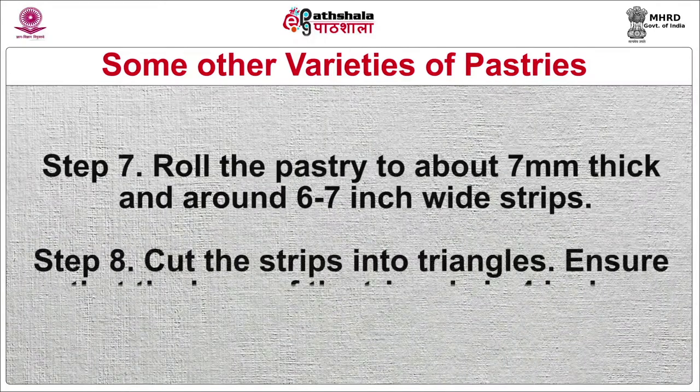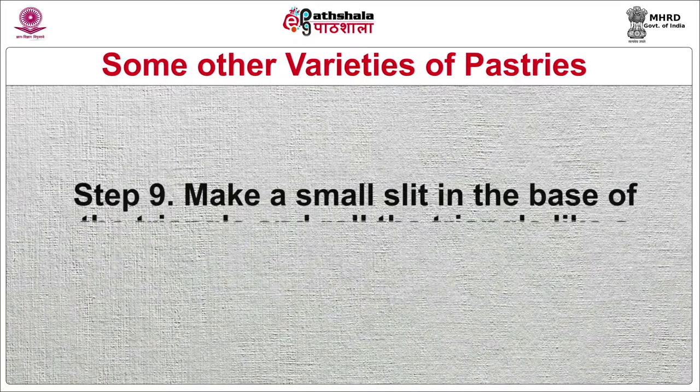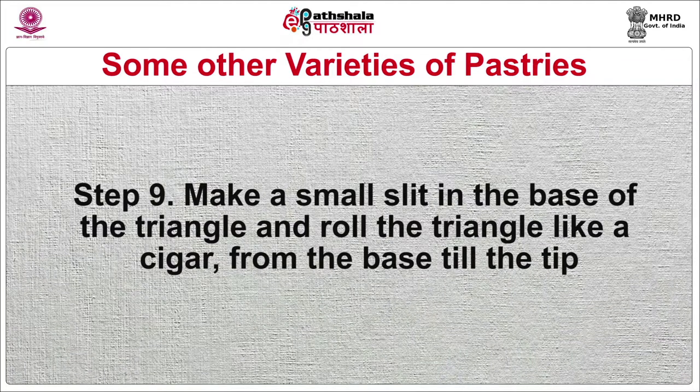Step 7. Roll the pastry to about 7 mm thick and around 6 to 7 inch wide strips. Step 8. Cut the strips into triangles. Ensure that the base of the triangle is 4 inches. Step 9. Make a small slit in the base of the triangle and roll the triangle like a cigar from the base till the tip.